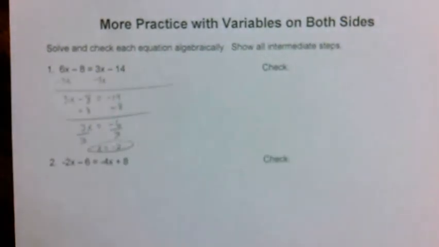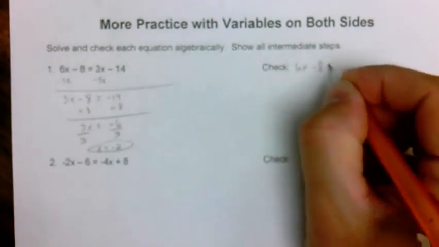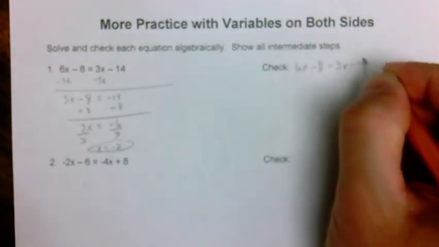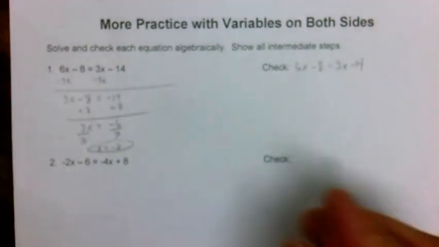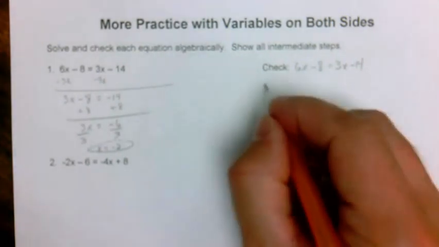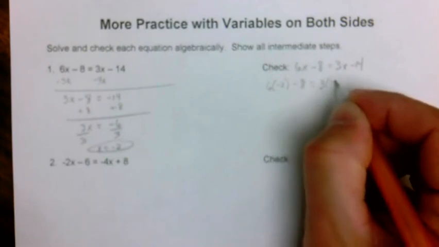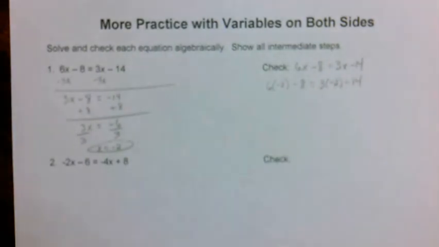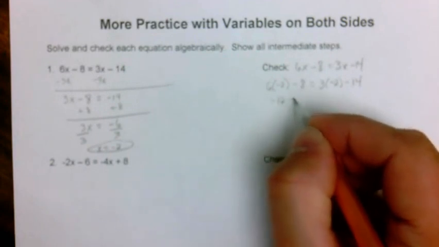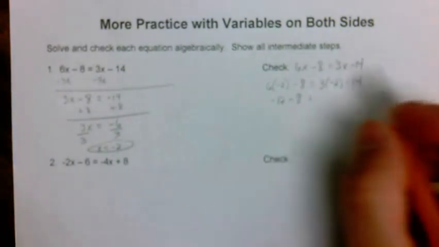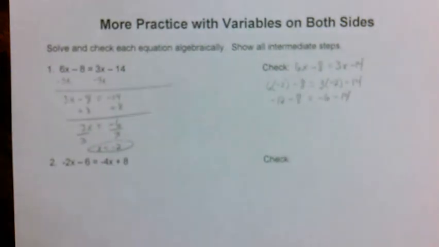Let's make sure that x is negative 2 by doing our check. Rewrite the equation in the first part of your check. 6x minus 8 equals 3x minus 14. Now we'll replace x with its value of negative 2. 6 times negative 2 minus 8 equals 3 times negative 2 minus 14. Multiply next. 6 by negative 2 is negative 12. So negative 12 minus 8 equals 3 times negative 2, which is negative 6 minus 14.